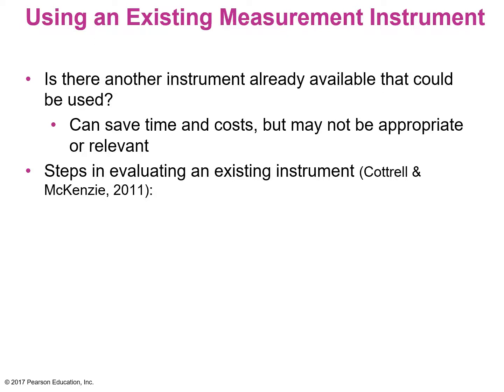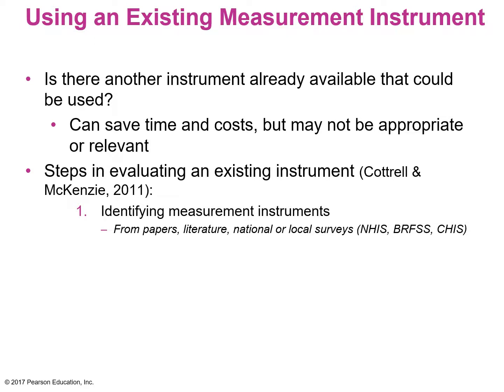But when you're looking at an instrument or some type of tool or survey that already exists, there are a couple steps that you want to take. The first one is to get your hands on the instrument. So identifying where these are, it can be in peer-reviewed papers, in the literature. I would also look at national or local surveys. So NHIS, BRFSS, or CHIS, those have surveys with a ton of scales that are already existing. So it's nice to be able to have those as resources. So, first when you're looking for questions or entire surveys, I definitely look at some of these resources.